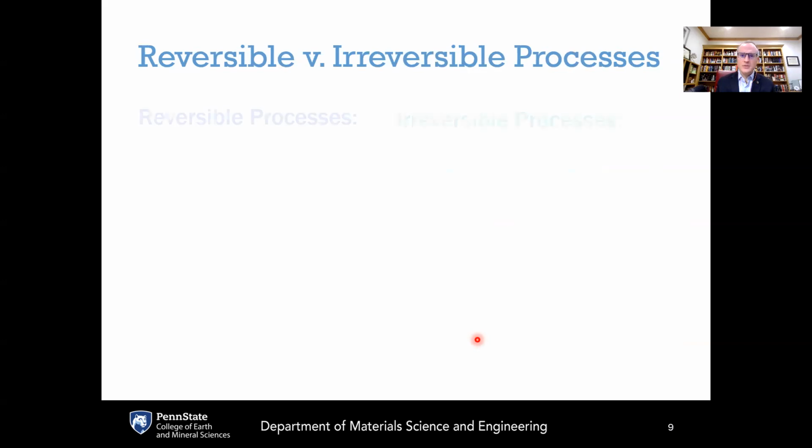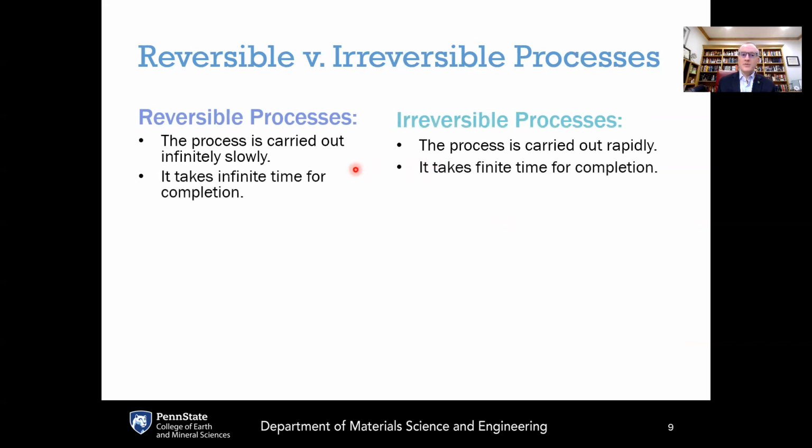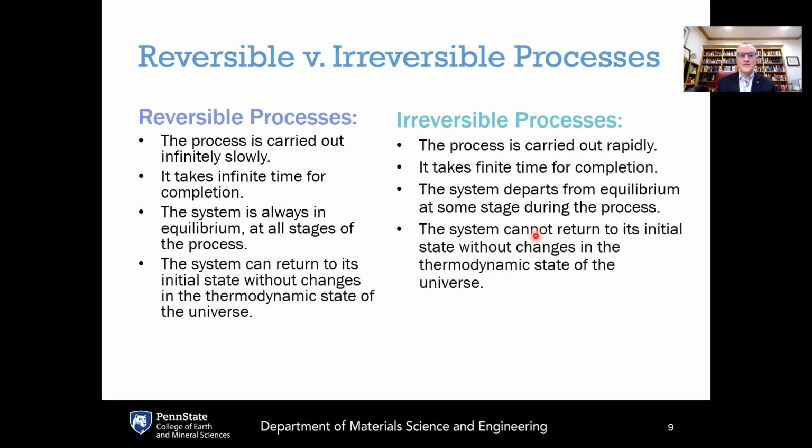Now, in comparing reversible and irreversible processes, a reversible process is carried out infinitely slowly. On the other hand, an irreversible process is carried out rapidly, by which I mean in finite time. So a reversible process takes infinite time for completion, whereas an irreversible process takes finite time for completion. With a reversible process, the system is always in equilibrium at all stages of the process. And for an irreversible process, the system departs from equilibrium at some point during that process.